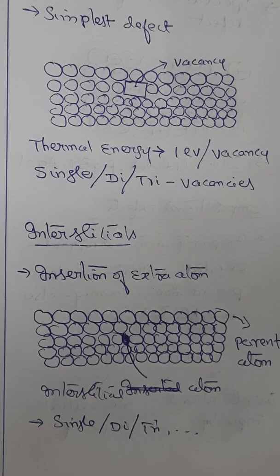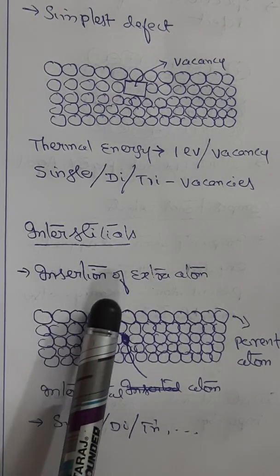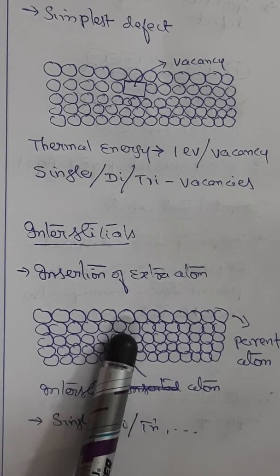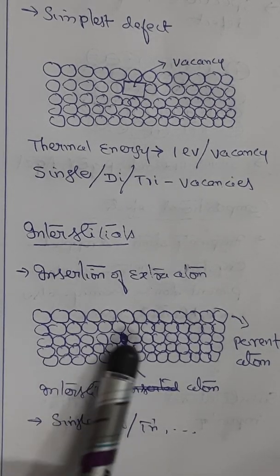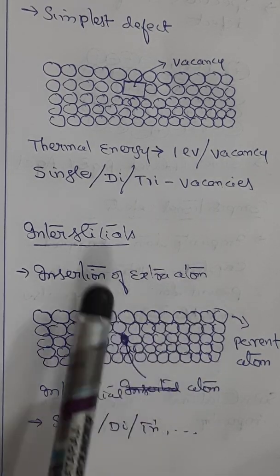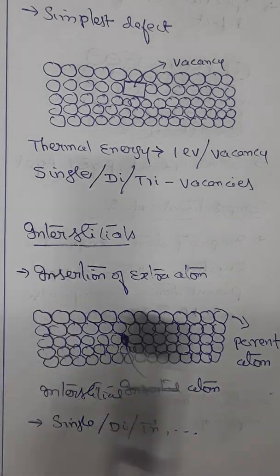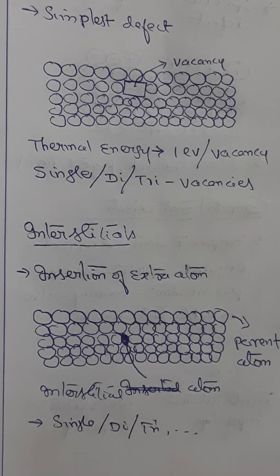So, the defect caused is known as interstitial defect, because the atom inserted is getting into the vacant position. It is getting into the void or space position without disturbing or dislodging the parent atoms. Hence the name interstitial. The defect caused is known as interstitial defect, and the extra atom becomes an interstitial atom.